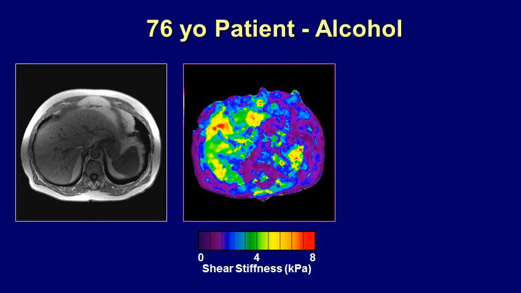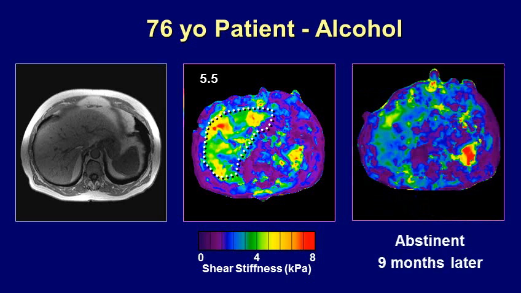This is a 76-year-old patient with a long history of excess alcohol consumption. At the time of this examination, the stiffness of the liver was markedly elevated at about 5.5 kilopascals. After this examination, the patient undertook to abstain from alcohol. We had an opportunity to re-examine the patient 9 months later, and in this examination, after being abstinent for 9 months, you can see that the liver stiffness has decreased substantially to 3.4 kilopascals, a very gratifying result.